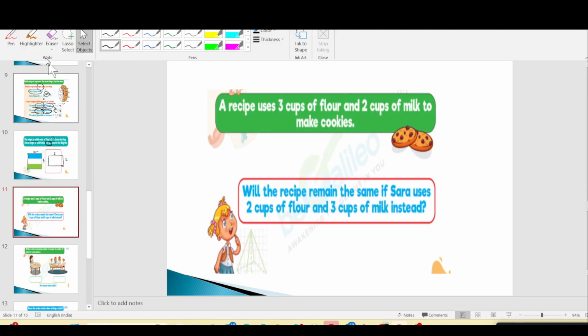Yeah, so let's say a recipe uses 3 cups of flour and 2 cups of milk to make cookies. Will the recipe remain same if Sarah uses 2 cups of flour and 3 cups of milk instead? So here the ratio of cups of flour to cups of milk is 3 to 2. But here we switched the ratio. So will the recipe remain same? What do you think?